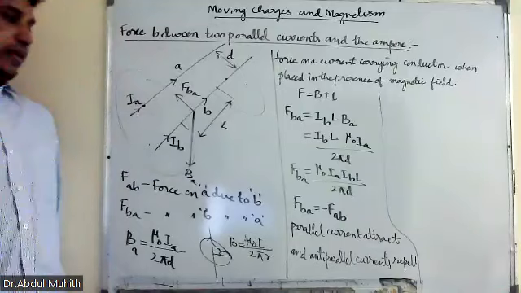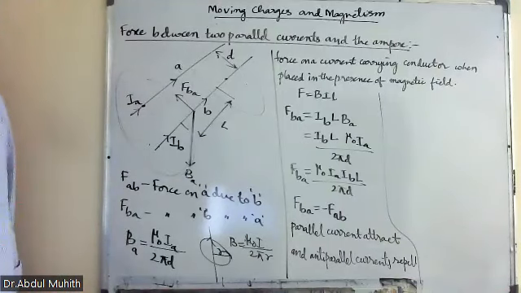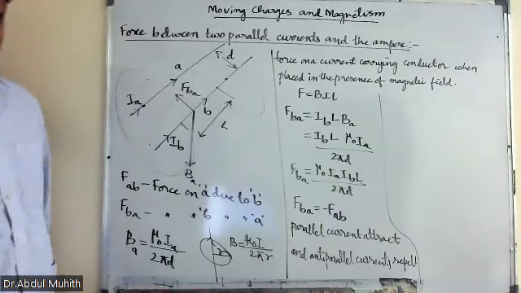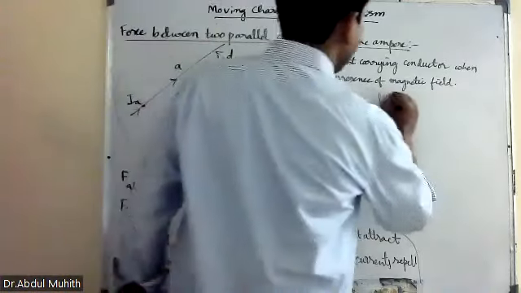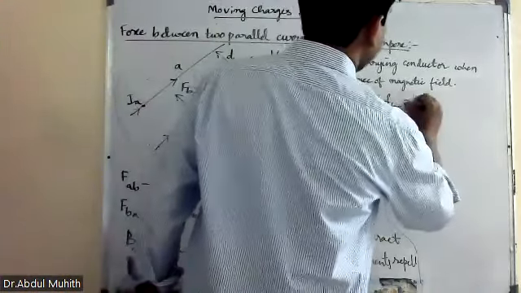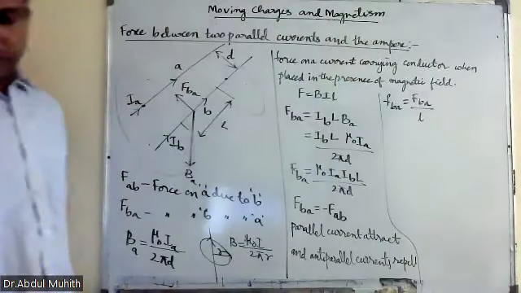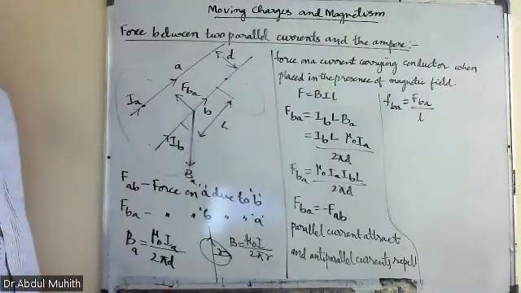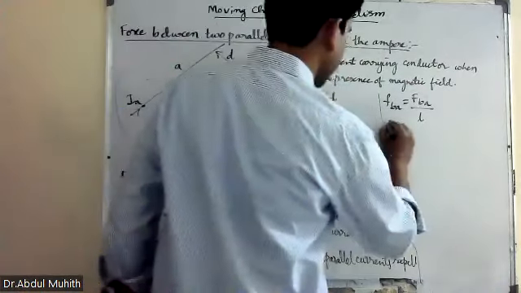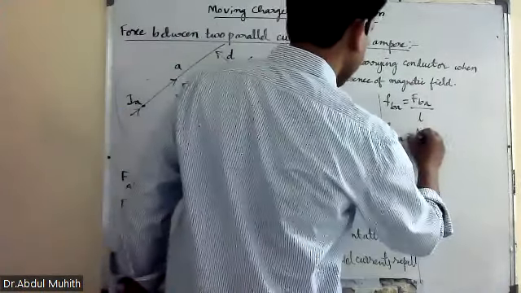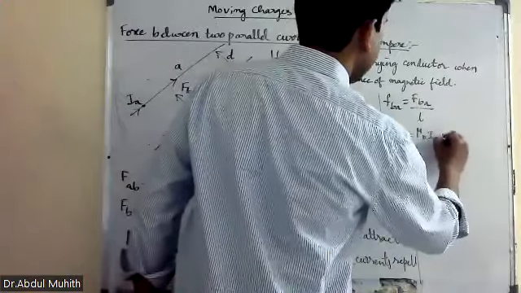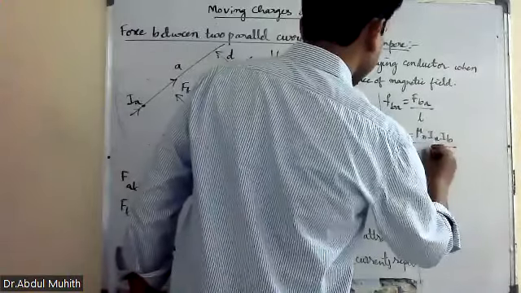Okay, parallel currents attract and anti-parallel currents repel. So now if you are writing about F_BA, the force on B due to A is given by F_BA divided by L. Now L will go away, so we are left with F_BA equal to mu 0 I_A I_B divided by 2 pi D.